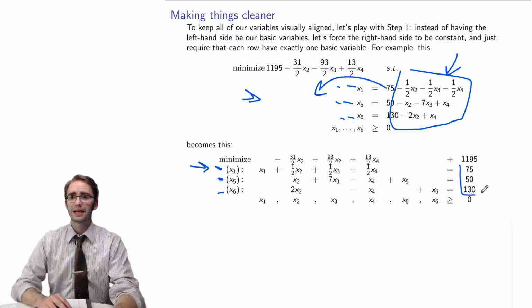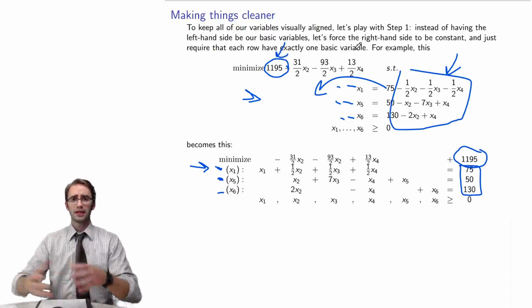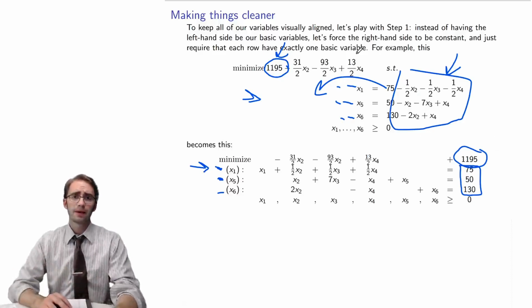That means I have constants over here. And as well, I have this constant that appeared in my objective function, which is now up here in the upper right. I've decided to write it there. Now remember, this constant only appeared because of the way that my objective function changes with respect to my basic set and my non-basic variables. So that's why you have that constant there.